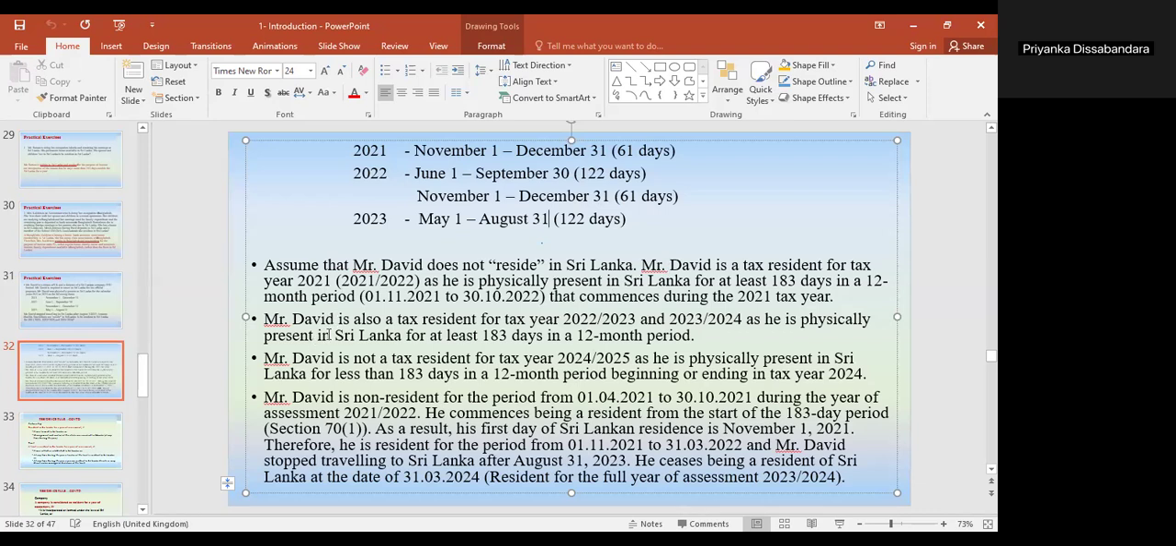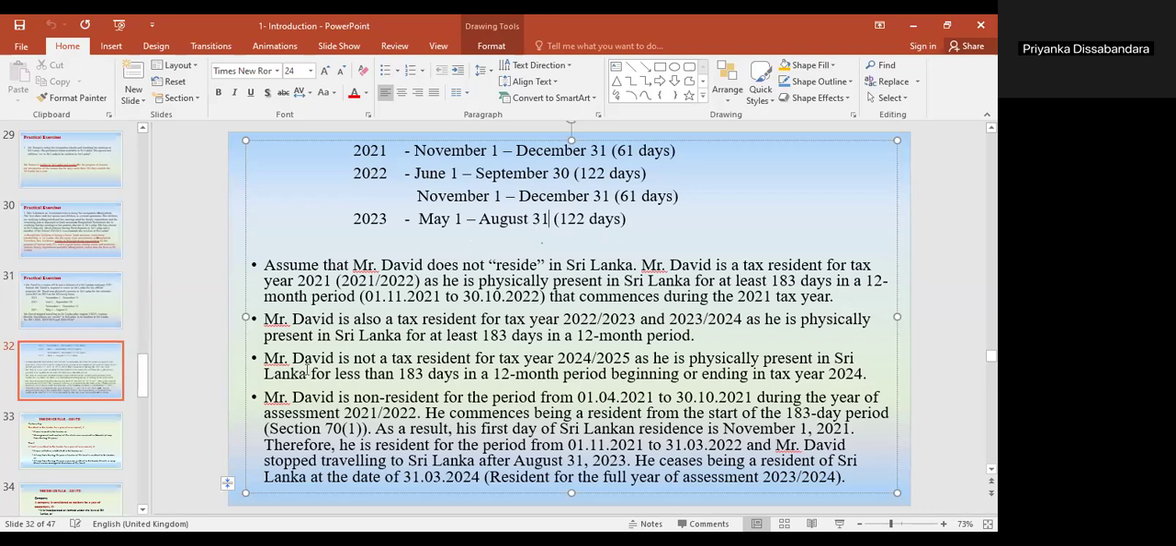Here, Mr. David is also tax resident for tax year 2022-23 and 23-24 as he is physically present in Sri Lanka for at least 183 days in a 12-month period. එතකොට මේකදී අපි බලනවා මාස 12ක් ඇතුළත කාලය මෙයා හිටියද කියලා. එතකොට මේ මාස 12 කාලය ඉවර වෙන දවස වෙනකොට තියෙන year of assessment එකම අපිට සලකන්න වෙනවා. මෙයා අපේ රටේ හිටියා කියලා resident කියලා.